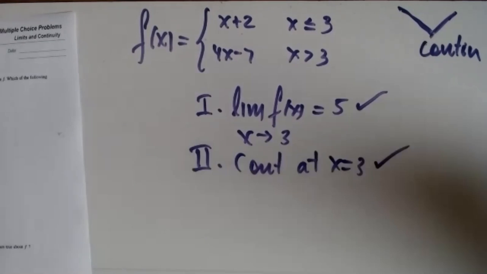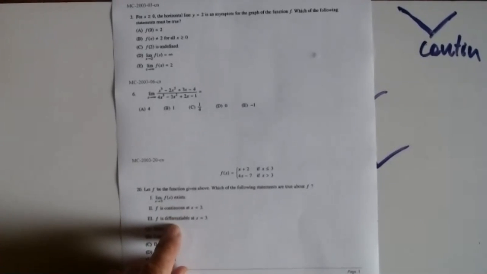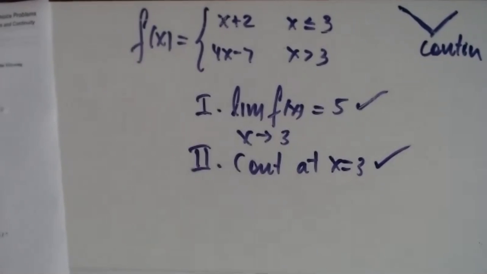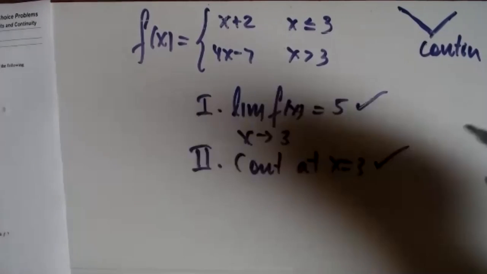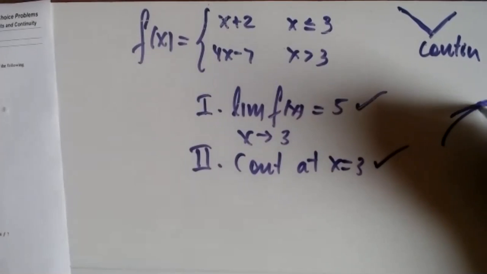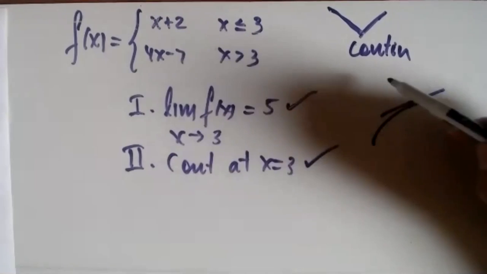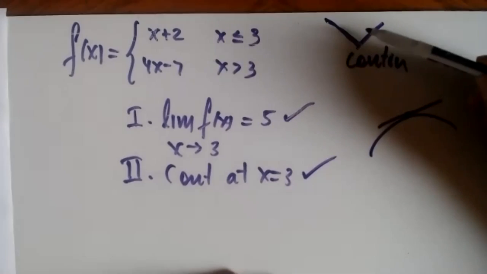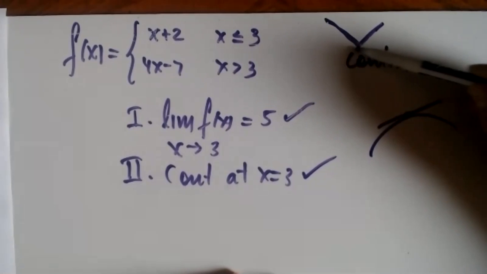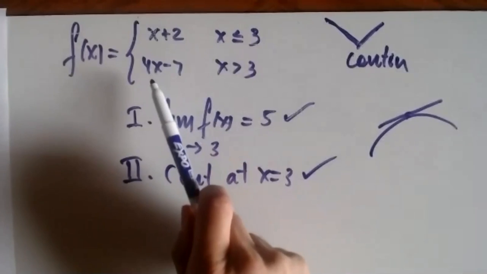F is differentiable at x equals 3. What does that mean? The derivative exists, correct? What is the derivative? The slope of the tangent line, correct? It does not exist, because at a point there is no slope. You have a peak, and you have many tangents in a peak. Why? Because this slope is 1 and this slope is 4.